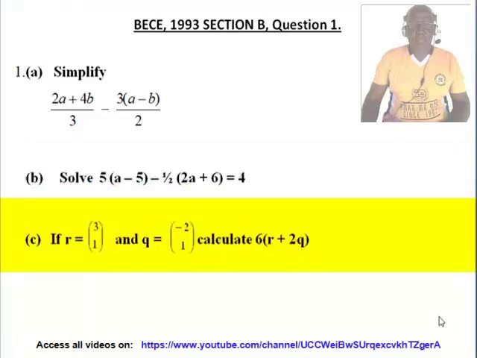1c. If r = 3/1 and q = −2/1, calculate 6(r + 2q).